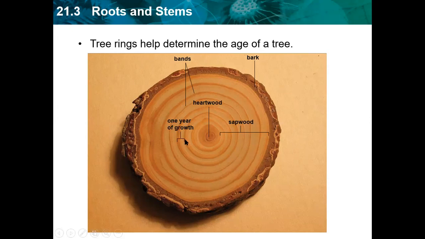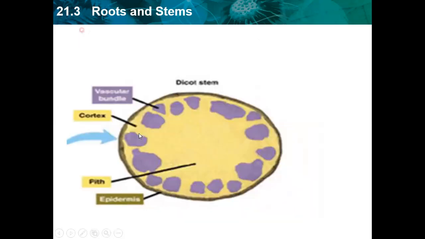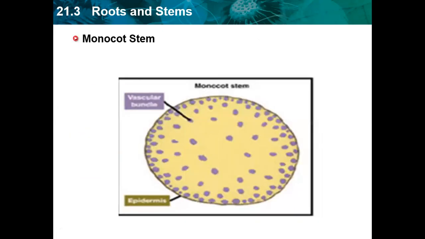Okay, can you understand here? So from one ring to this ring, this is the growing portion of one year. So this is the first year, second year, third year, fourth year, fifth year, sixth year, seventh year, and so on. So that is a monocot here.